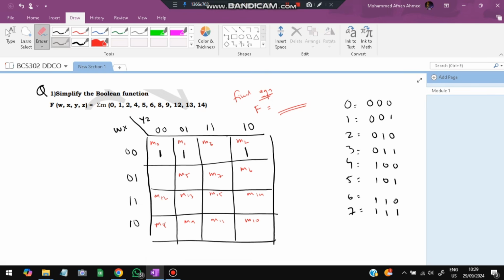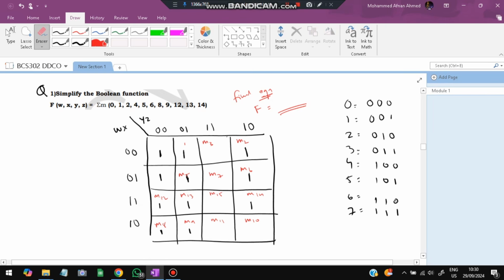This I will be writing as 1, and here we have 5, we'll be writing it as 1 here, and here we have 6. For 6 also we'll be writing it as 1, and we have 8 and 9, so 8 and 9 are present here. 8 will be 1, 9 will be 1, and here we have 12. 12 will be 1, and here we have 13. 13 will be 1, and here we have 14. 14 will be 1.